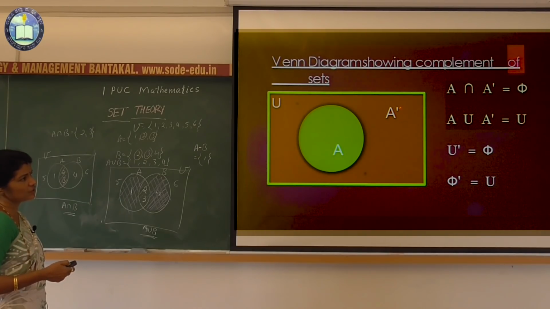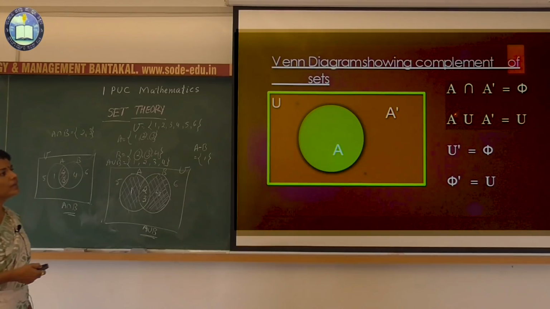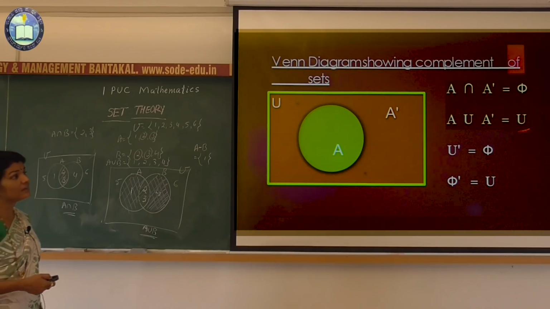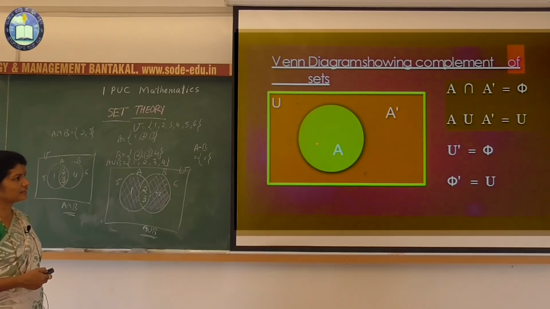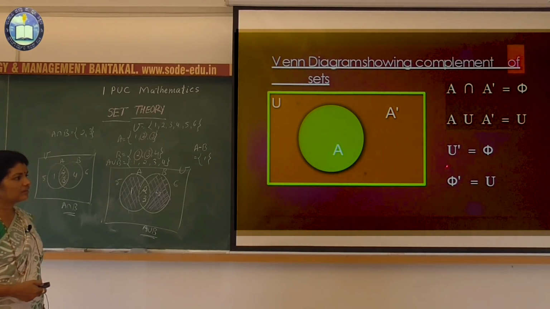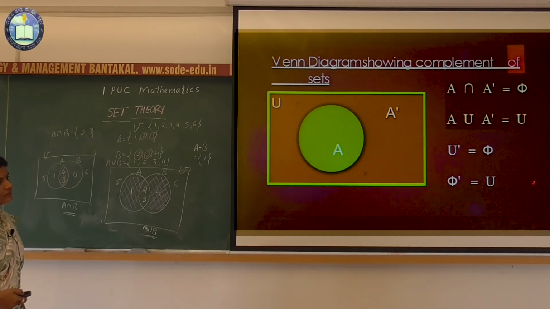If you take the intersection of A dash and A, it gives the null set because common entries are not there. From the diagram only it is clear. If you take the union, A union A dash, combine these two together, it gives you the universal set, that is U. U complement gives this null set. Phi complement gives you the universal set.